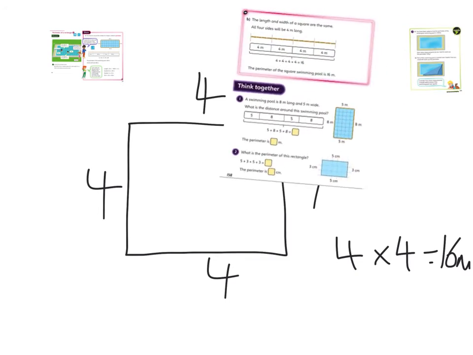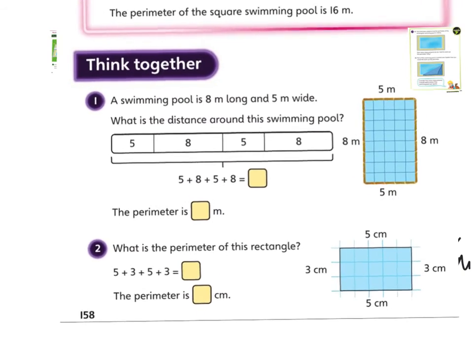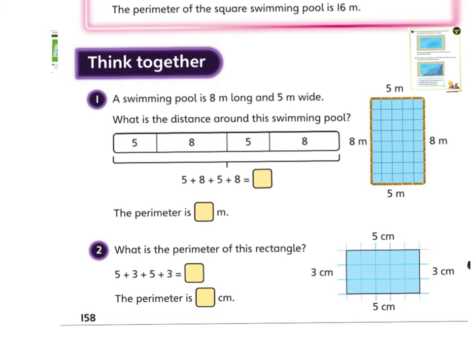Okay, let's look at the next question. This is the think together question. A swimming pool is 8 meters long and 5 meters wide. What is the distance around this swimming pool? As you can see, it's a rectangle, so we have 8 meters this side, and we'd have 8 meters this side. 5 is the width, and 5 is the width. So they've set it out like this for you, if that helps. There's your first width, your first length, your second width, and your second length. Add them all together. What do you think you get?